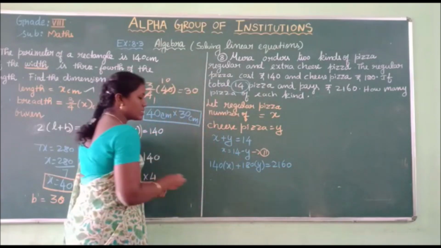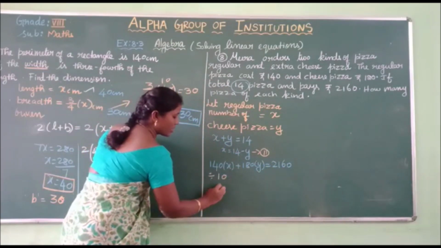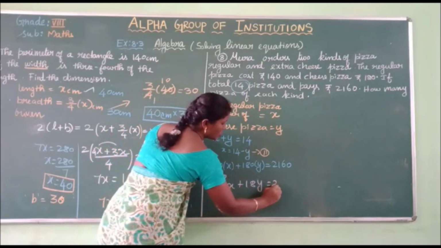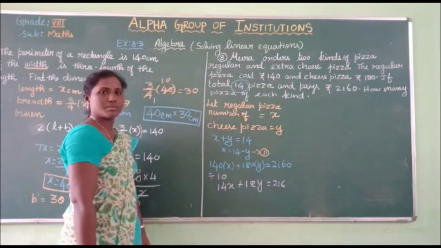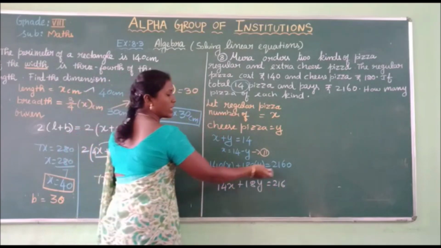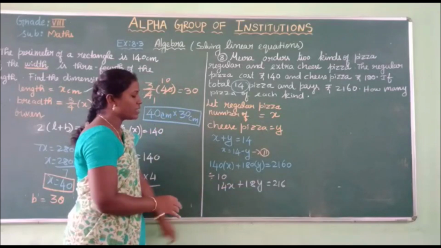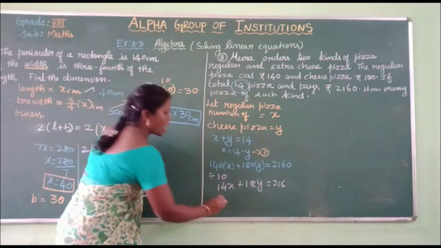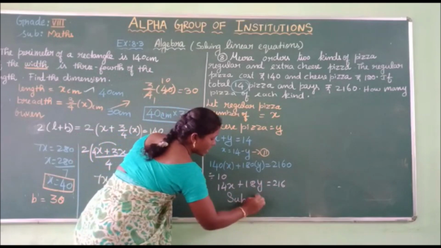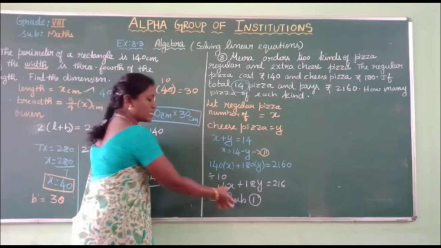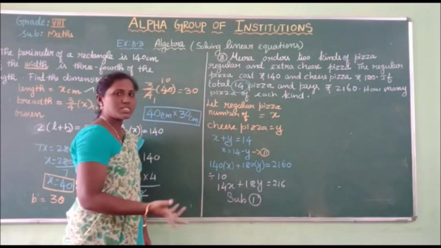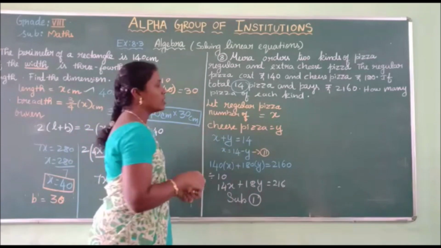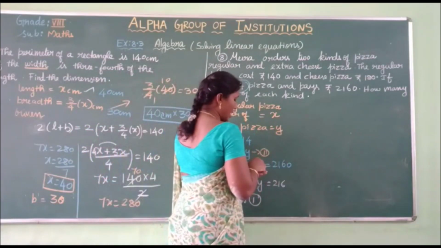We are having bigger numbers here, so just divide by 10. Dividing by 10 you will get 14x plus 18y is equal to 216. Just because 140, 180 everything has zeros common, so divided by 10. So 14x plus 18y is equal to 216. Now I am going to substitute equation 1 here. Because x and y are different variables we can't solve directly, so I am replacing x in terms of y using equation 1.